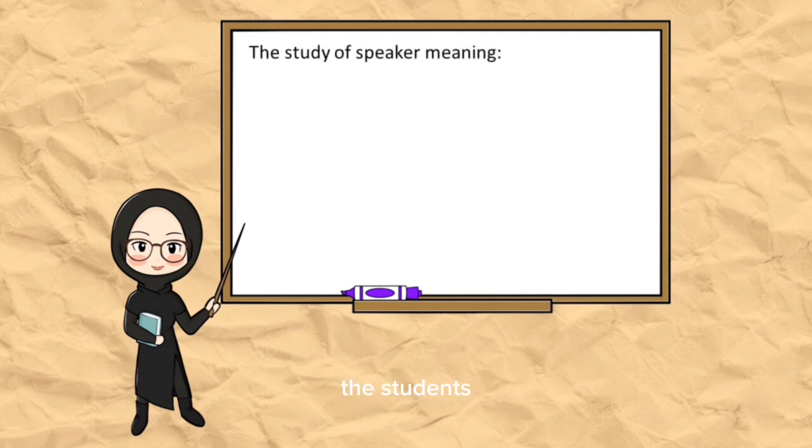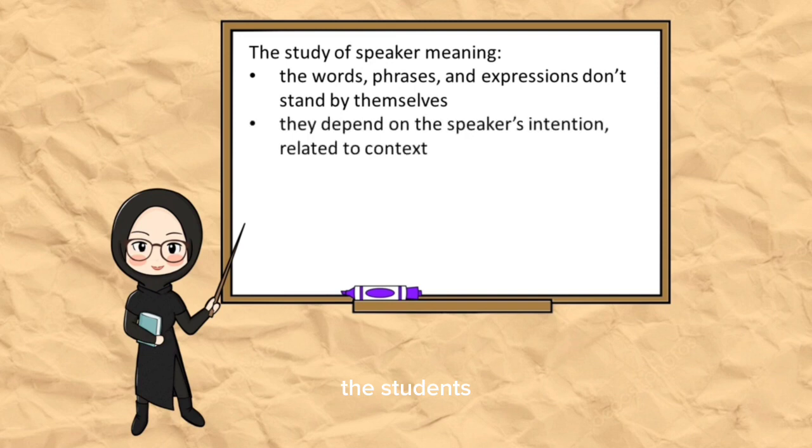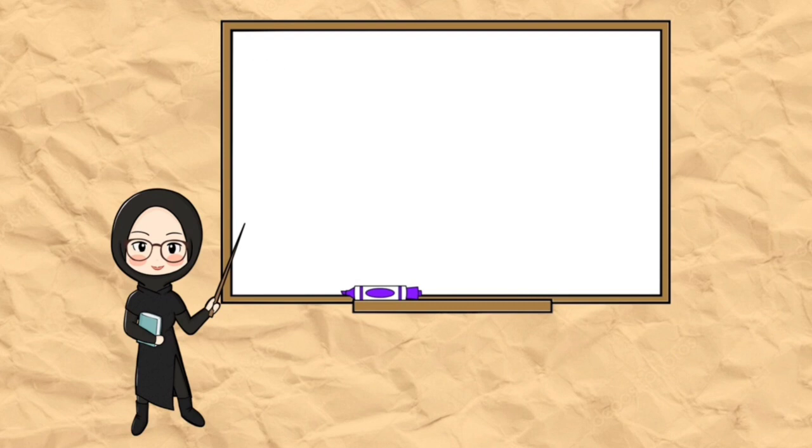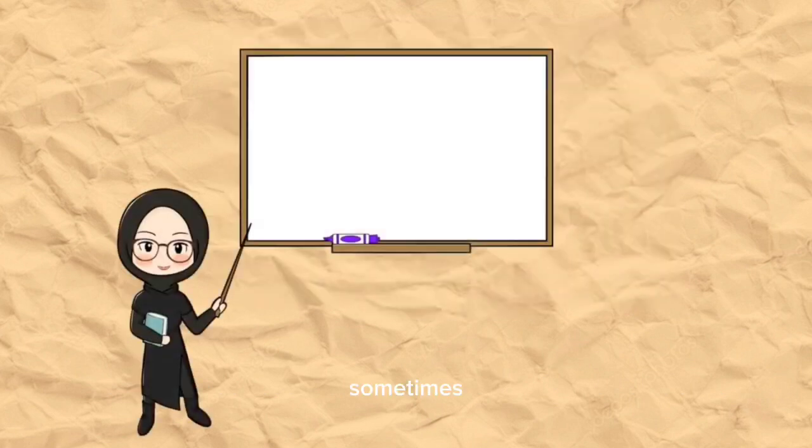The study of speaker meaning is that the words, phrases, and expressions don't stand by themselves. Instead, they depend on the speaker's intention, which is closely related to context. Therefore, in order to understand the message a speaker tries to deliver, we need to look at the contextual meaning from an utterance. Sometimes, a speaker doesn't have to say a lot of words to get his message delivered.